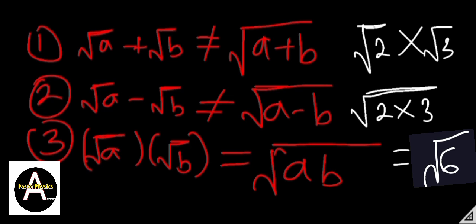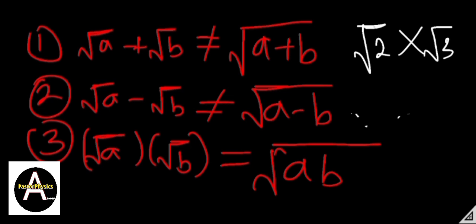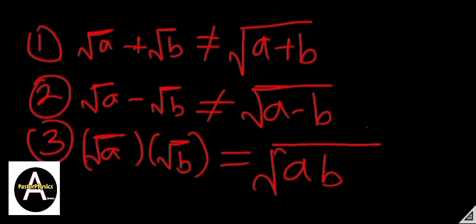And you know root 6 is not a perfect square, right? Let's take another short example to understand this concept clearly. What if we have something like root 8 times root 2? Root 8 times root 2.